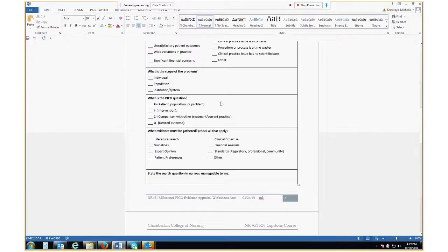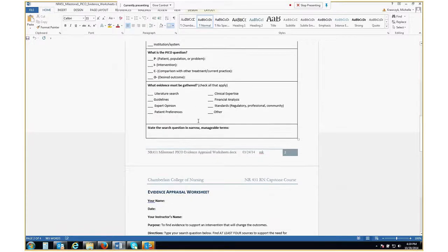Here is your PICO element. So after this week, when you get your PICO elements nailed down, you will just copy them here. You will just type them in right here. And then again, you will state your search question in narrow, manageable terms. So here again, I want your actual research question, and that will be done there.